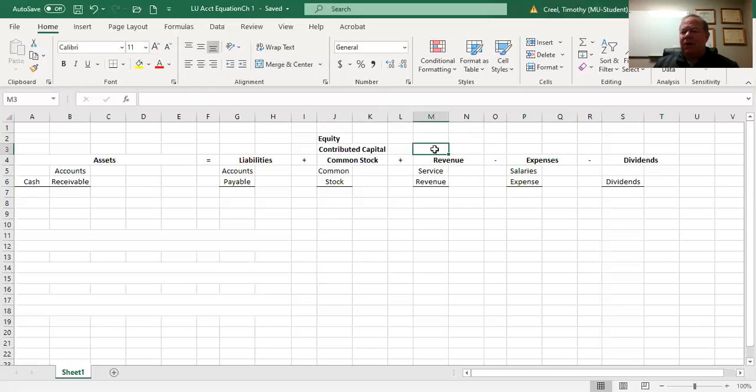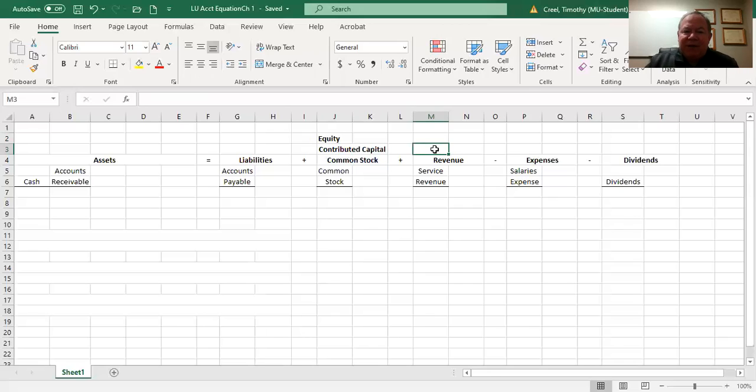What retained earnings are, these are earnings that have been reinvested back in the business. The company has decided that we're going to put these funds back into the business. We're not going to share them with our investors. We're going to reinvest them back into the business.